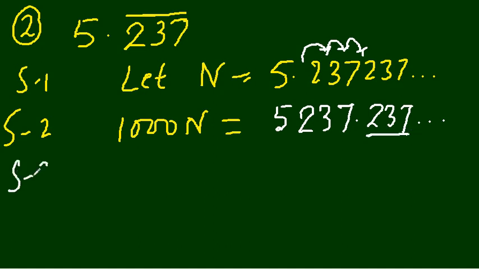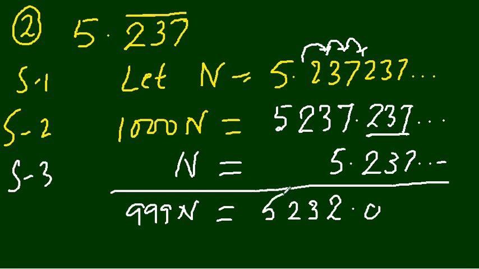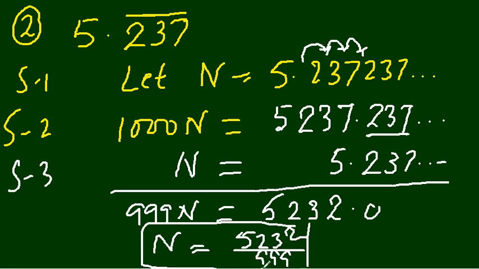So my step 3 will be to subtract my original one from this, put the numbers properly below and then subtract, so that you'll get 999n is equal to, the decimal part becomes 0, 7 minus 5 is 2, 3, 2, 5. So that n becomes 5232 over 999. I stop here. You can bring that to the simplest form.